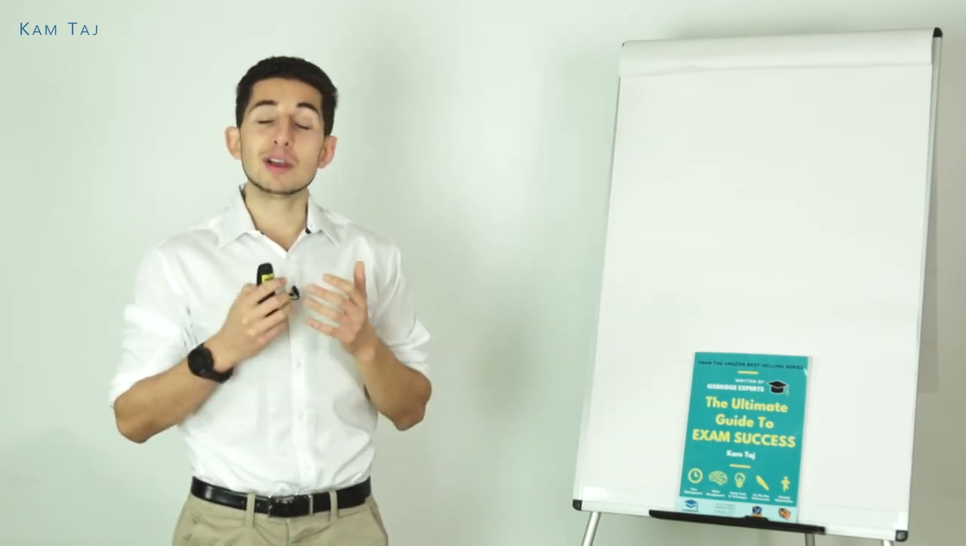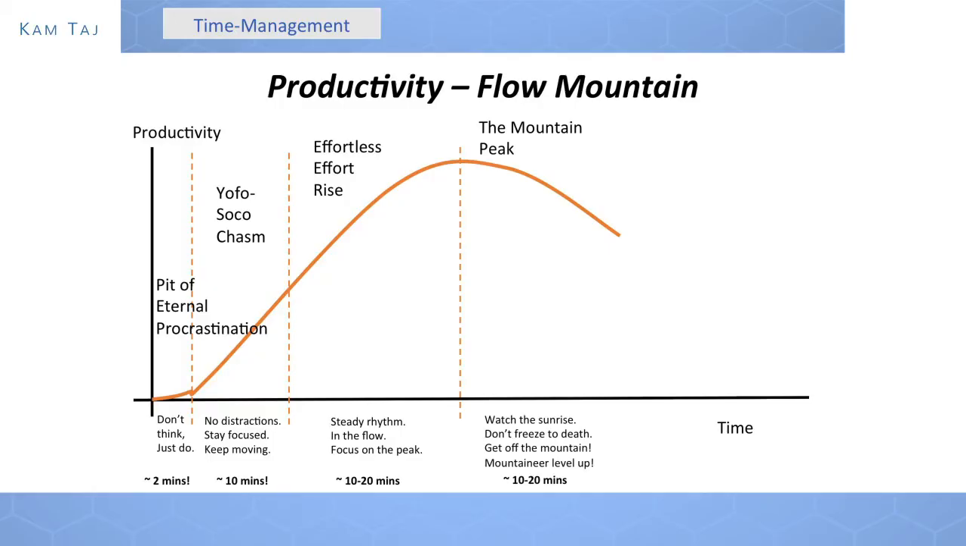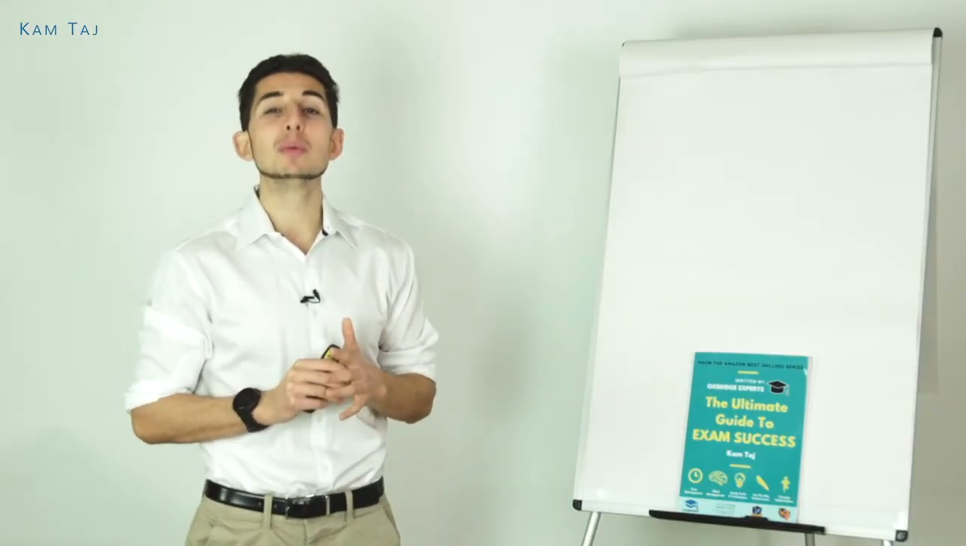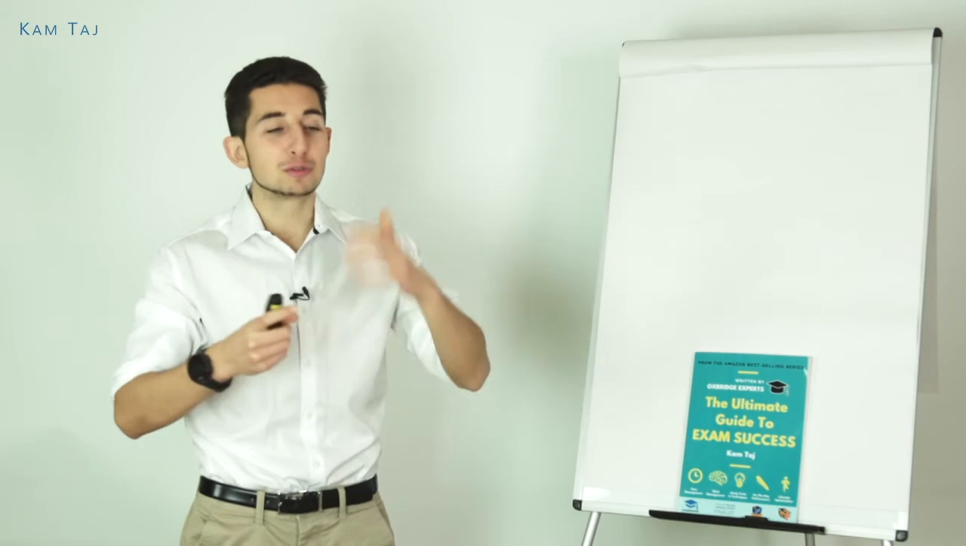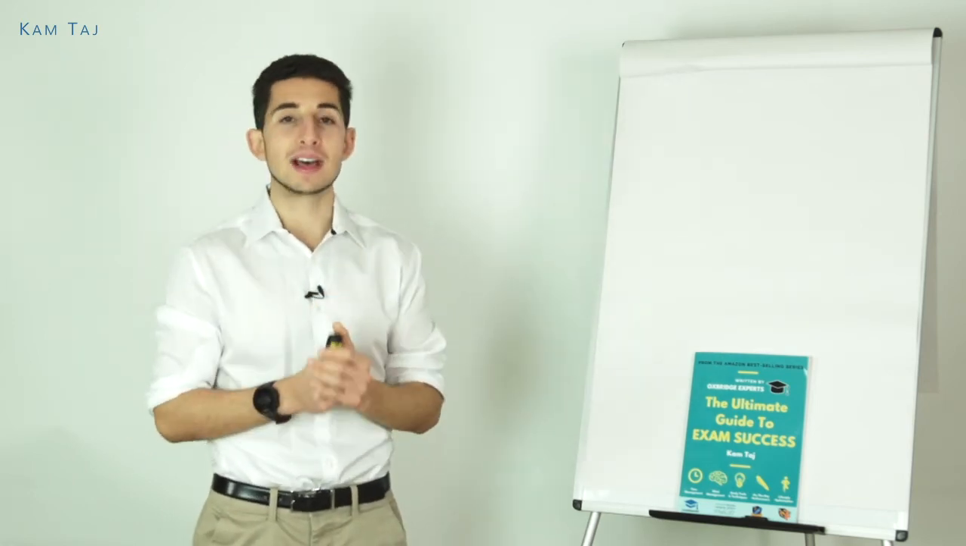Now, if we're successful in navigating this, we get to the mountain peak. This is where we're at almost 100% productivity. It's the most beautiful place to be in. We are fully immersed in that task. Now, the way to describe this stage is that we want to watch the sunrise, so fully immerse and enjoy being in a state of flow. But don't freeze to death.